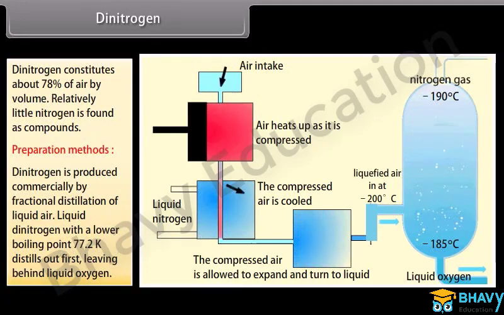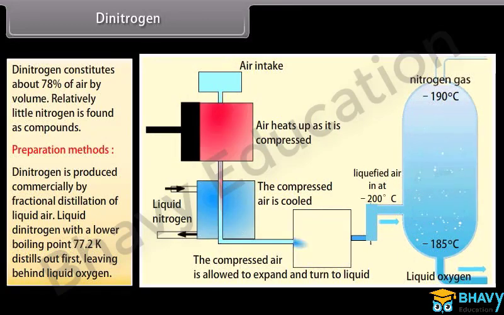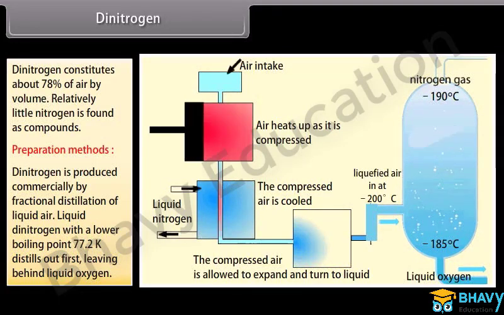Dinitrogen is produced commercially by fractional distillation of liquid air. Liquid dinitrogen, with a lower boiling point, 77.2 Kelvin, distills out first, leaving behind liquid oxygen.